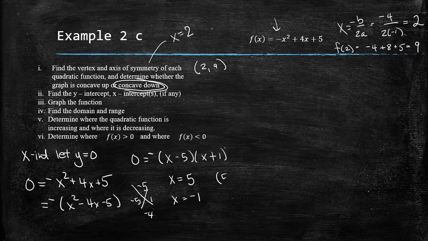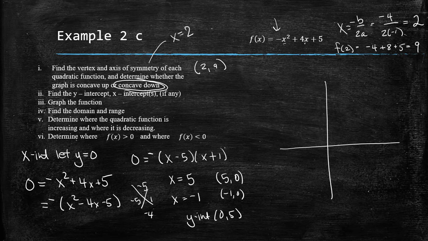All right, so the x-intercepts are (5, 0) and (-1, 0). The y-intercept will be (0, 5). So just plug in a 0 for x, and we get 5 back. I determined that the vertex was at 2, when x is equal to 2, so this makes sense. It's 3 units to the left of 5, 3 units to the right of -1. So 2 is that middle point.